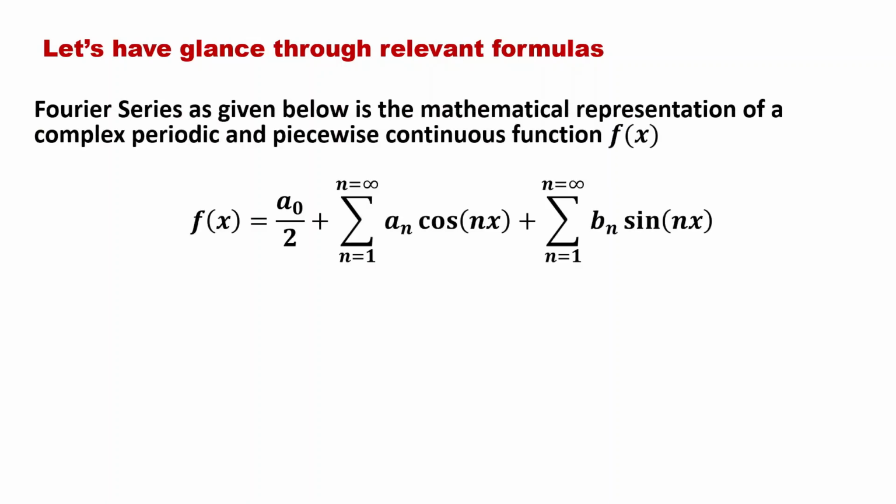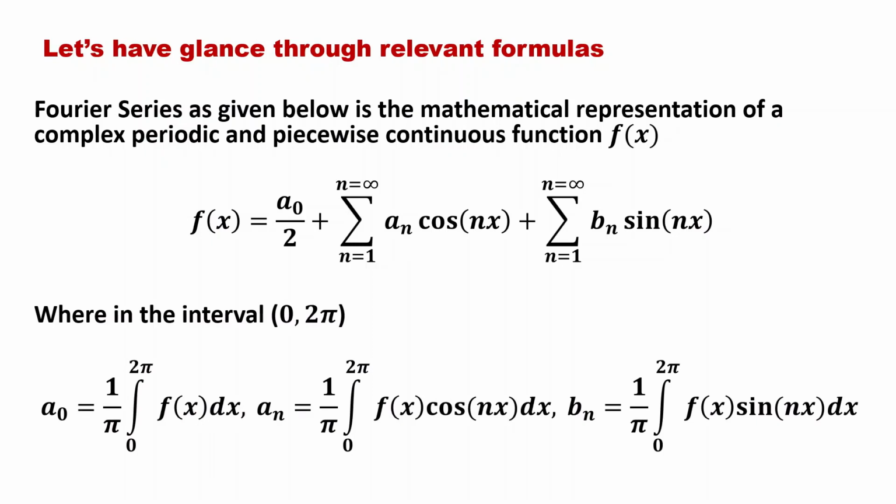Let's have a glance through relevant formulas. Fourier series as given below is the mathematical representation of a complex periodic and piecewise continuous function f of x. In the interval 0 to 2 pi or minus pi to pi, we can write a0, an, bn like this, where a0, an, and bn are Fourier coefficients.